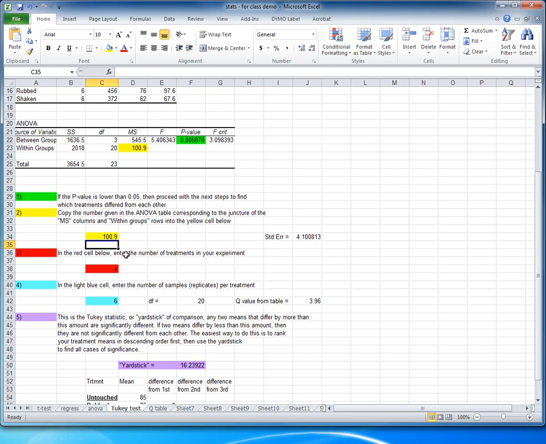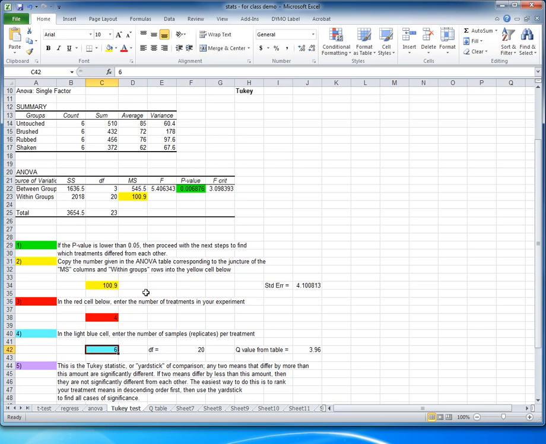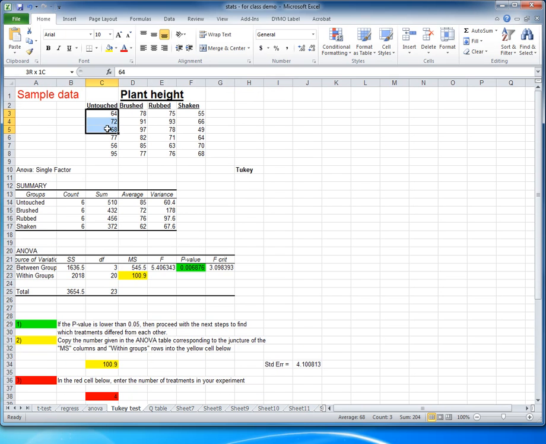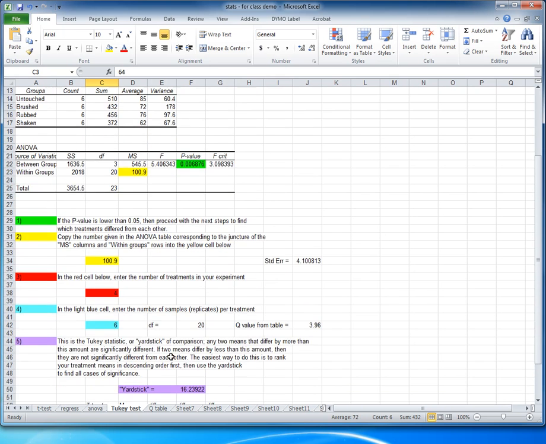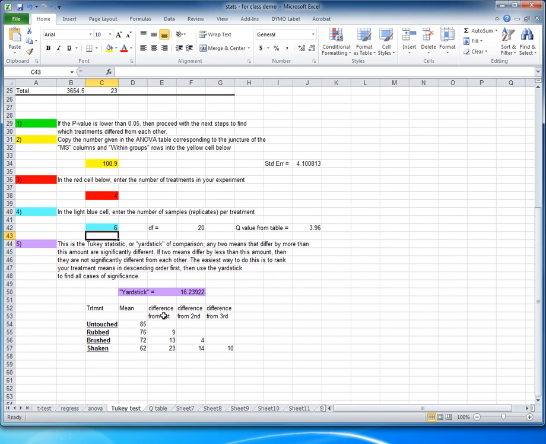Then the red cell, we need to know the number of treatments in the experiment. In this case, it was 4. It was, remember, untouched, brushed, rubbed, and shaken. And then in this cell, we want to tell it how many samples. If you go back to your data, there are 1, 2, 3, 4, 5, 6 samples in each treatment. So we go over here and we put a 6 in, and we get something that I used to call the yardstick. It's actually the Tukey statistic, 16.2.